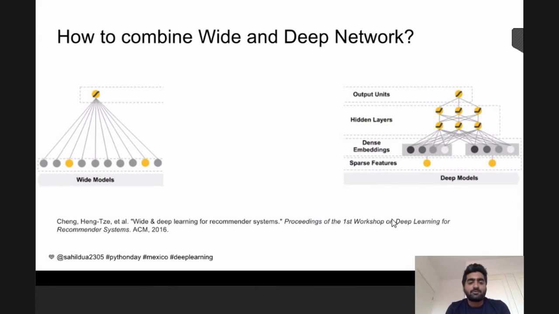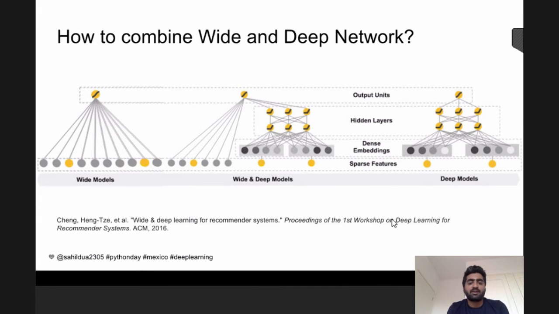So we have two things now. We have wide models as well as deep models. What if we combine these two? And this is what we get if we combine wide and deep models. This is exactly what Google presented in their paper, named "Wide and Deep Learning for Recommender Systems."